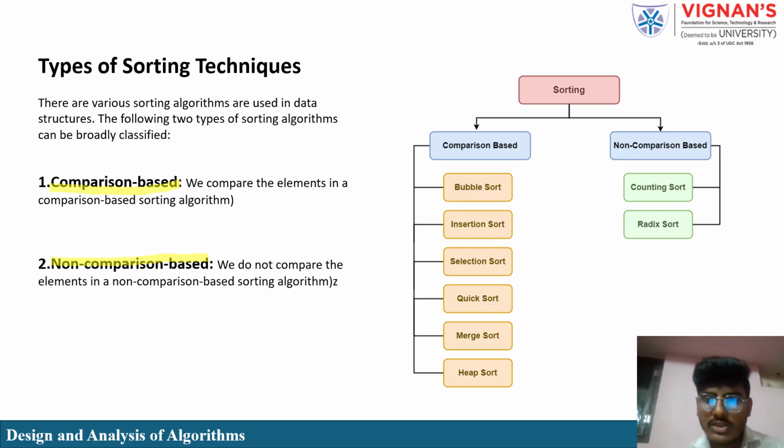Now this flowchart shows which sorting algorithms come under comparison based and which come under non-comparison based. Bubble sort, insertion sort, selection sort, quick sort, merge sort, and heap sort are the algorithms that come under comparison based, and count sort and radix sort come under the non-comparison based algorithms.